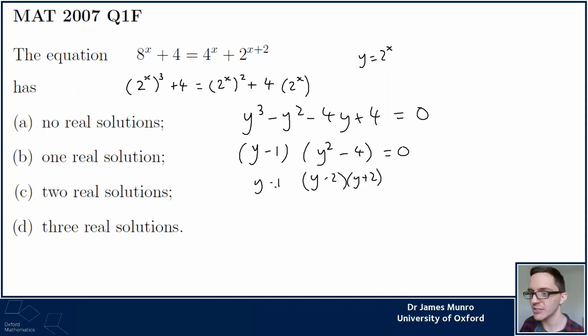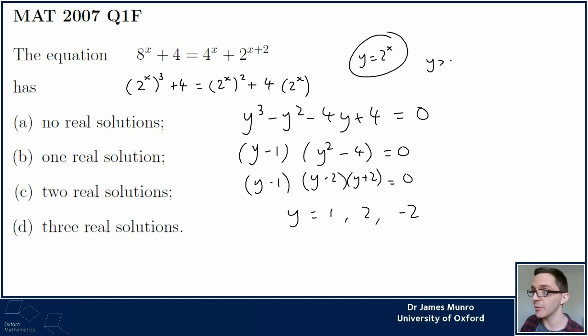And it's possible to get too excited at this stage and say these are roots 1, 2, minus 2. But let's not forget, y was supposed to be 2 to the x. So we want positive roots, so we should probably take y is 1 or 2. And that happens when x is 0 or 1. That's not an option. So x is 0 and 1.